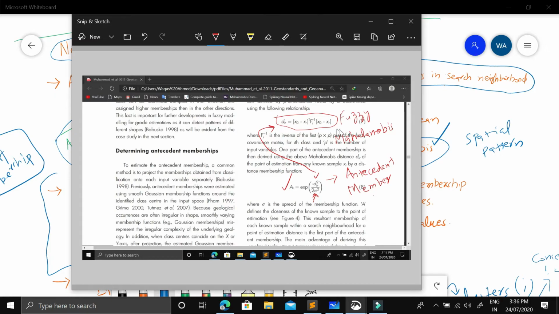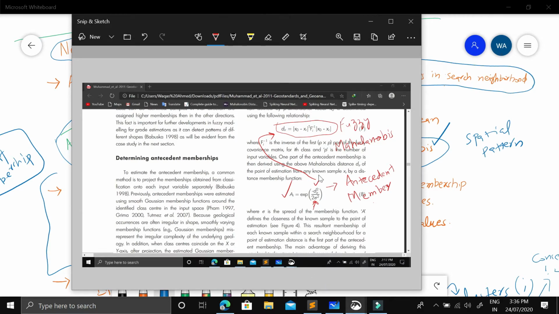So greater the sigma, lower will be the search neighborhood. Lower the sigma, greater will be the search neighborhood. Okay, let me show you this antecedent membership part encoding.